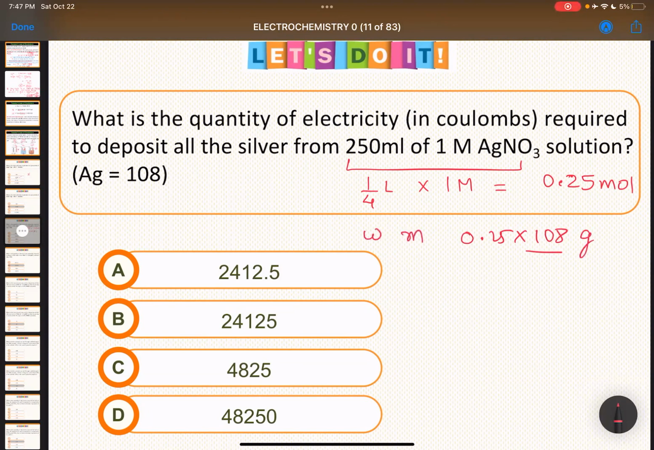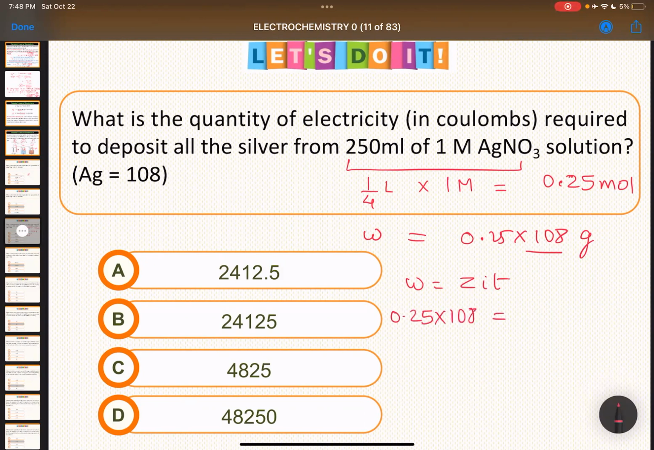M or W, which needs to be deposited, right? Is it clear? And now, this is the left hand side of the equation. Now come to what is the quantity of electricity passed. So now we will apply W equal to ZIT and W is 0.25 into 108. Don't simplify it.